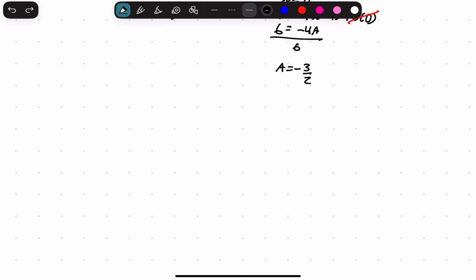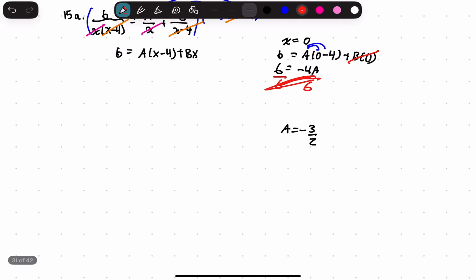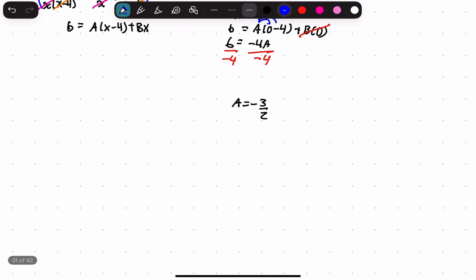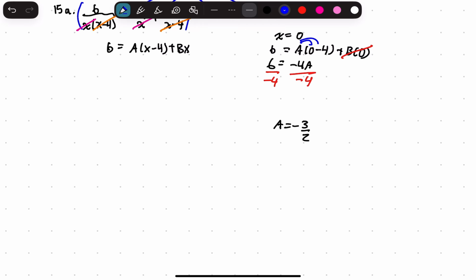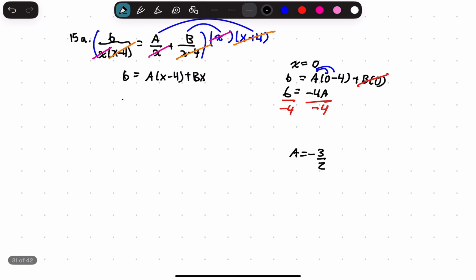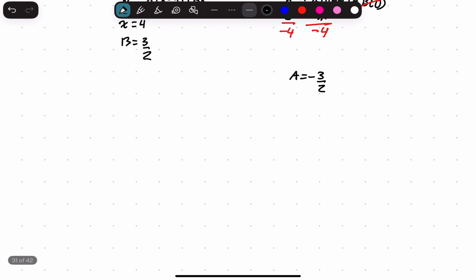Okay, I'll make some room so you can see. Get the 6 out of here. It's better if we just do it like that. Or that's negative 4. Negative 6 over 4 simplifies to negative 3 over 2, and then it's just a on that side. Okay, now we can do x is equal to 4. Then we get b is equal to 3 over 2. So now let's do our next problem.